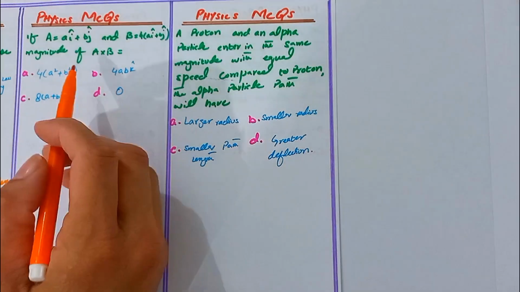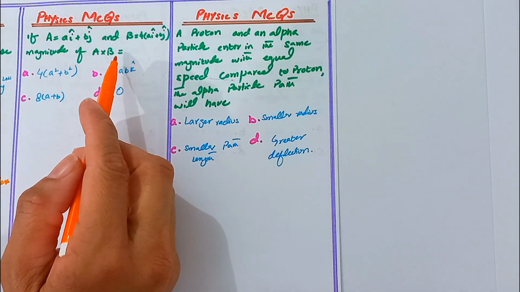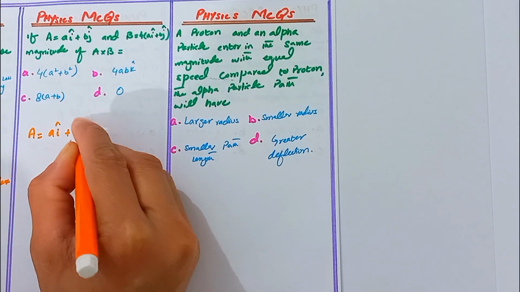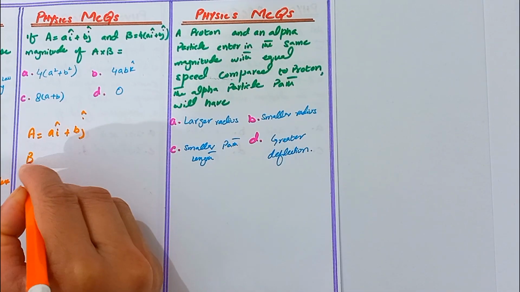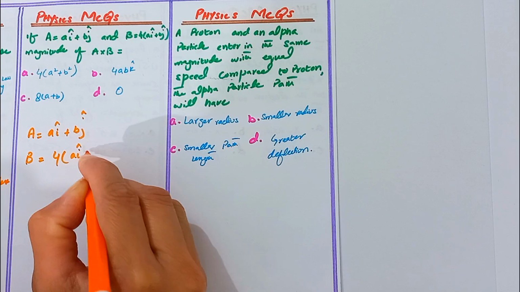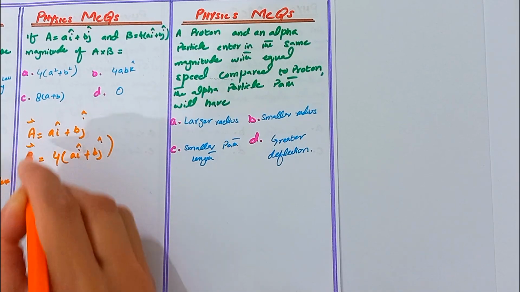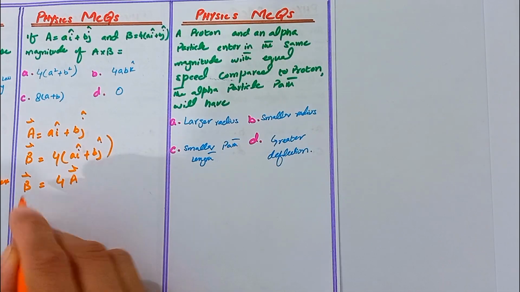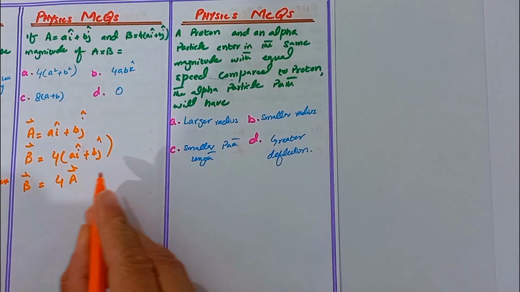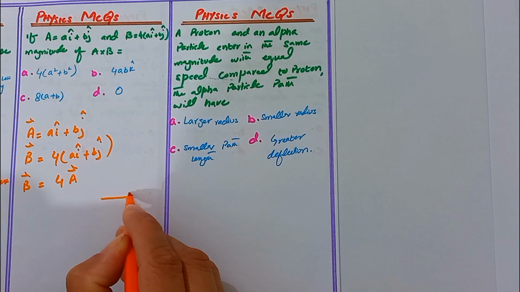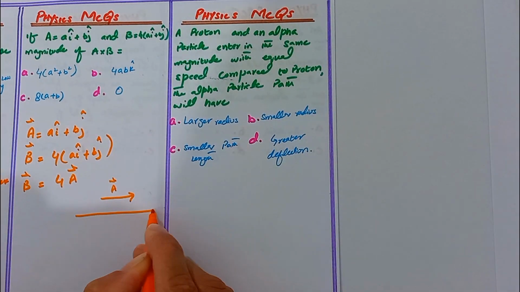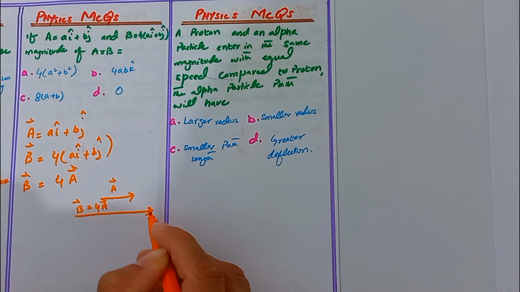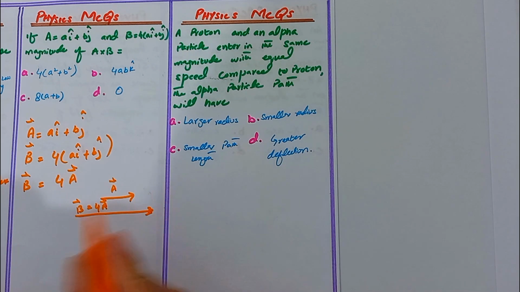Now we discuss the second numerical. If A vector is given and B vector is given, find the magnitude of A cross B. A vector is given as A i unit vector plus B j unit vector. B vector is 4A i unit vector plus B j unit vector. So B vector has the same direction as A vector, and we can write that B vector is equal to 4 times A vector. If we show this is the A vector and this is the B vector, it is 4 times greater than the A vector, and both vectors have the same direction.